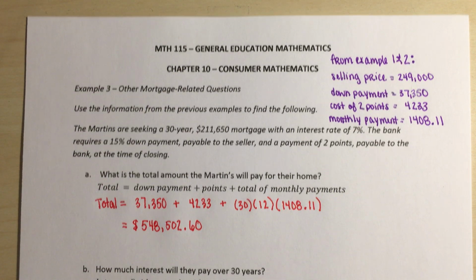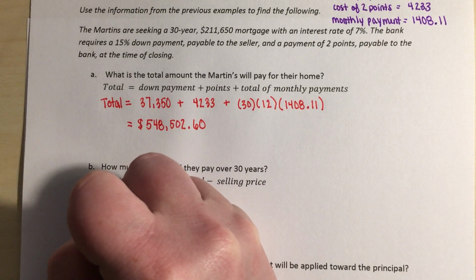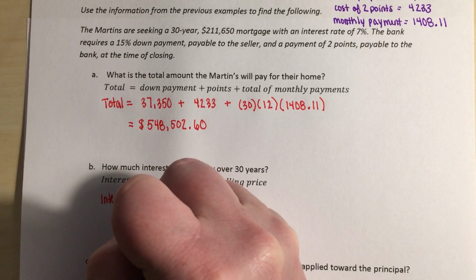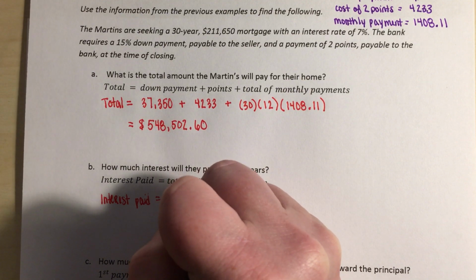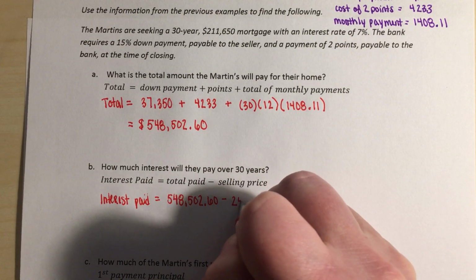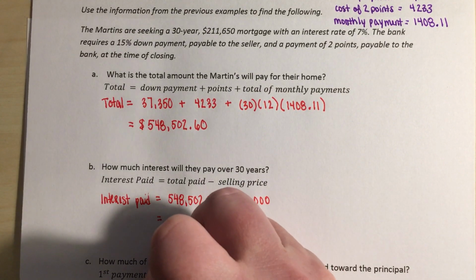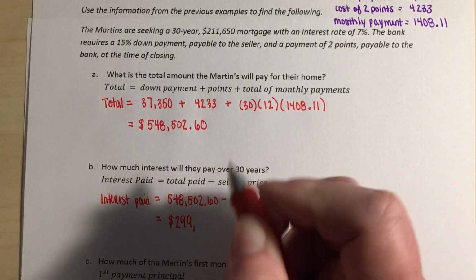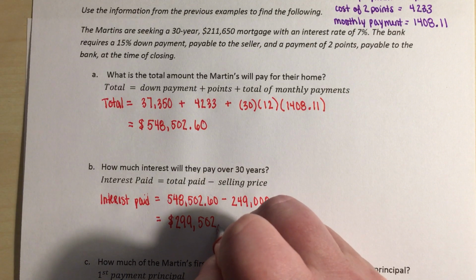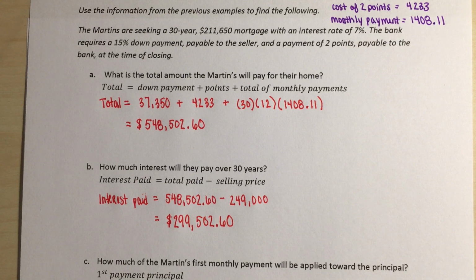Right, so B says how much of this interest will they pay over 30 years? So we're going to take this total that we just got and subtract our selling price. So our interest paid equals $548,502.60 minus the selling price was $249,000. That gives us a total amount of interest paid of $299,502.60. So in this case, the Martins paid more in interest than they did for the actual selling price of the house, again because of the interest rate and the length of the loan.